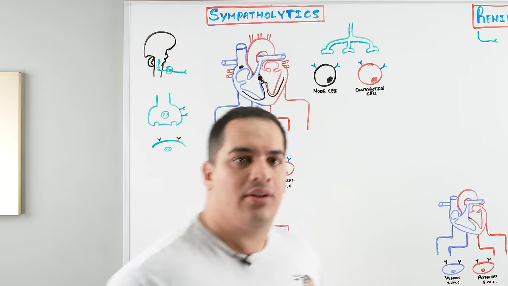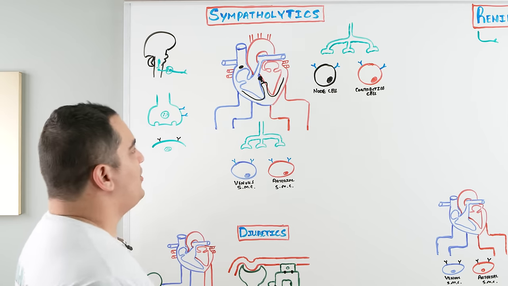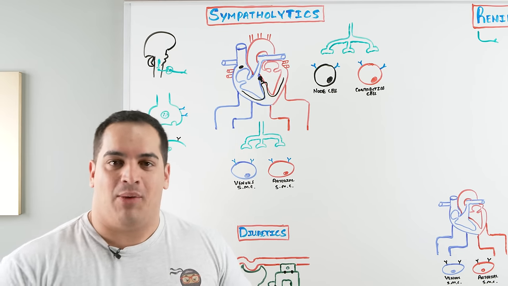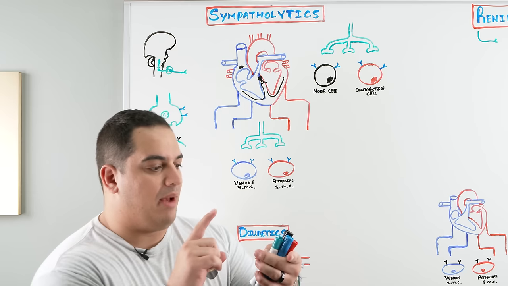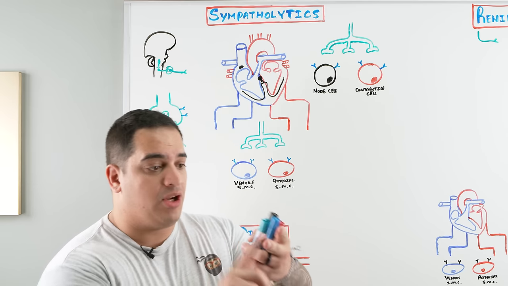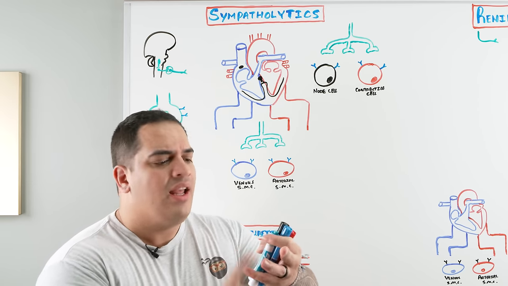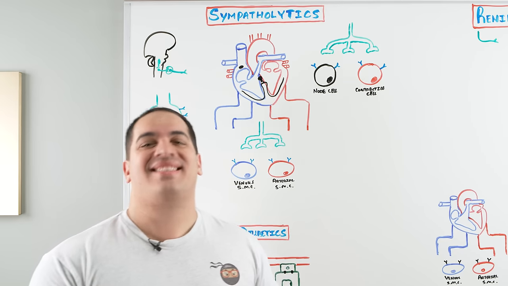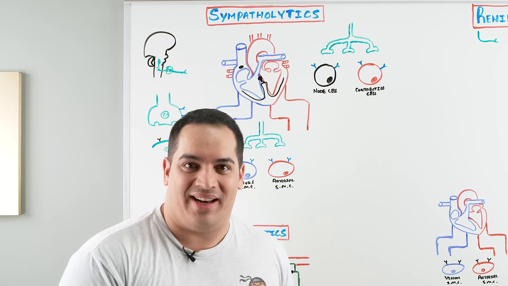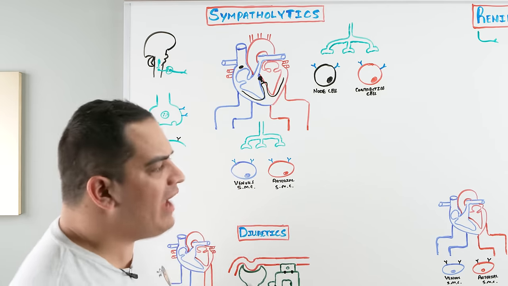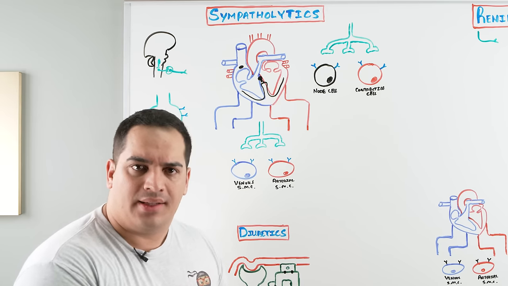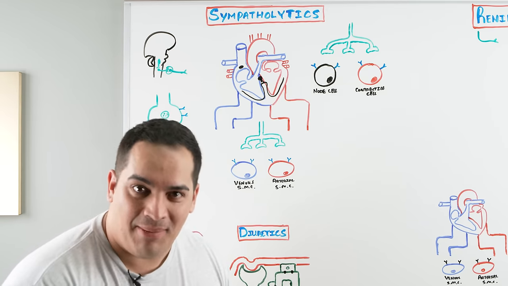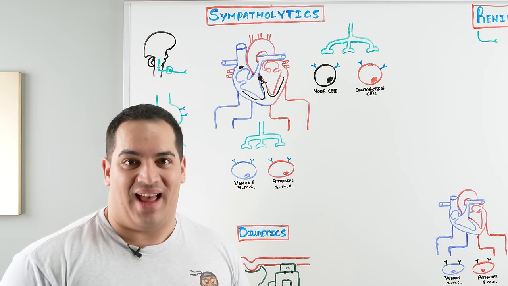All right, without further ado, let's start talking about antihypertensives. When we talk about antihypertensives, I want to break them into four categories. Within these four categories, I want to talk about the mechanism of action, the drugs in that category, and then we'll also discuss some of the adverse effects they may have, because I think it makes sense to cover them when we talk about their mechanism of action. These four categories are sympatholytics, diuretics, renin-angiotensin-aldosterone inhibitors, and lastly, vasodilators.